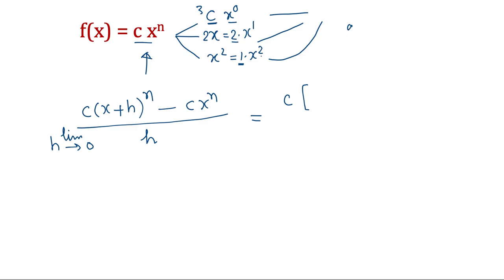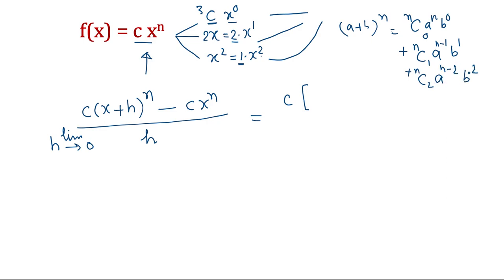So the way to expand (a + b)^n is C(n,0) a^n b^0 plus C(n,1) a^(n-1) b^1 plus C(n,2) a^(n-2) b^2 and so on. It will continue till C(n,n) a^0 b^n.